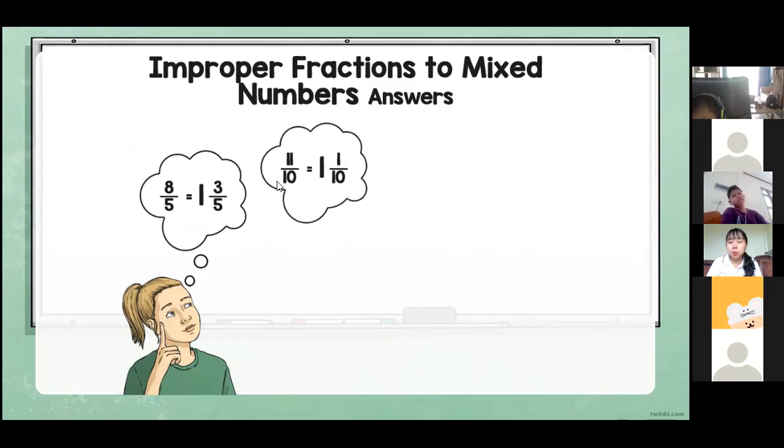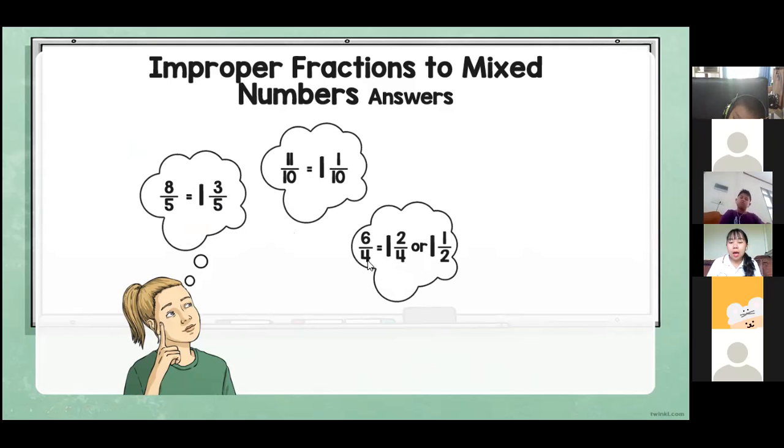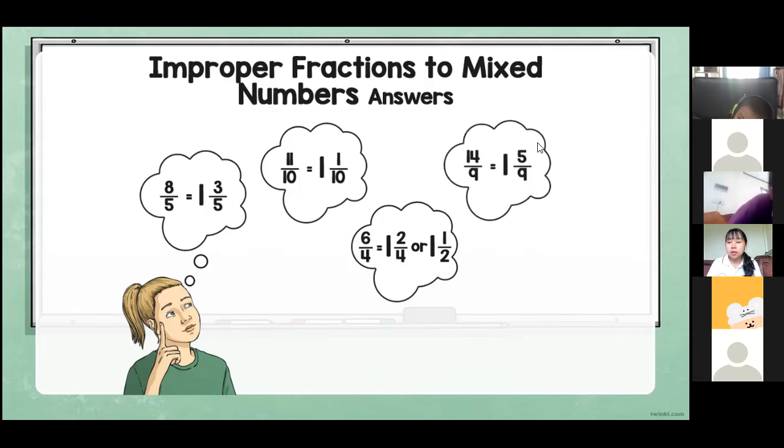1 and 3 fifths. Next, we have 11 tenths, and then we make it into mixed number, and it becomes 1 and 1 tenth. Next number, we have 6 fourths or 6 quarters. Make it into mixed number by 1 and 2 quarters or 1 and 1 half. Next, we have number 14 ninths. Make it into mixed number, it becomes 1 and 5 ninths.